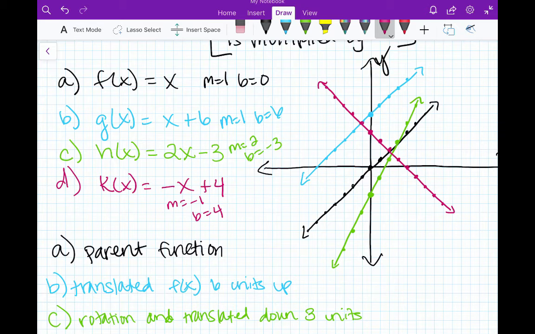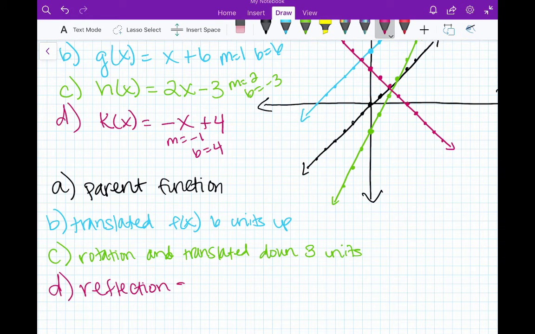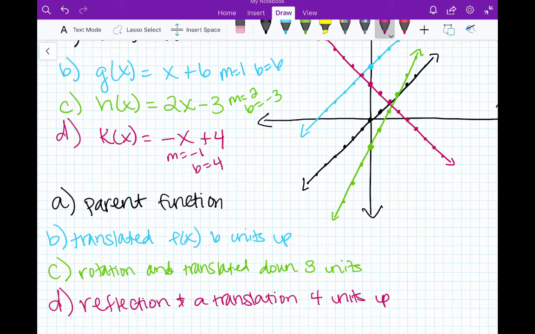The slope is negative, and so the slope was multiplied by -1. The original slope in f of x is 1. The new slope is -1, and so that is a reflection. Also, the function was translated up 4 units from the parent function. So you can see here that there are lots of different transformations that can happen.